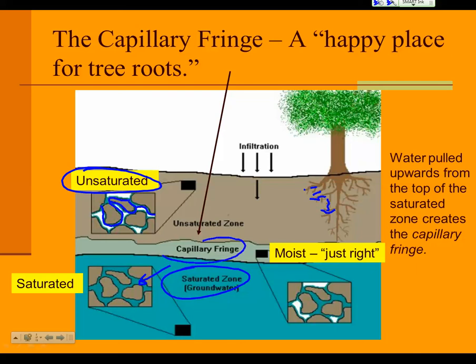And the capillary fringe is the area just above the water table. This is the water table right here, where moisture is being pulled upwards by capillary action, by that adhesion and cohesion. And the roots go right down, like the taproot of a tree might go right down to that level to grab its moisture.